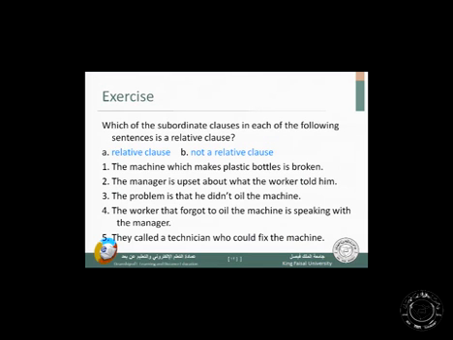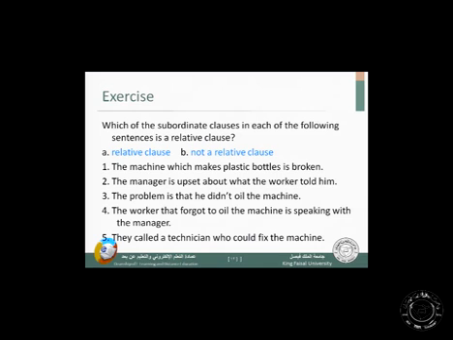So if we say the worker is speaking with the manager, we don't know which worker is speaking. We don't know more information about worker. But when we added this subordinate clause, that forgot to oil the machine, now we know more information. We can understand what kind or which worker we're talking about. So that forgot to oil the machine is a relative clause because it gives more information, it modifies worker. So number 4, the correct choice is A.